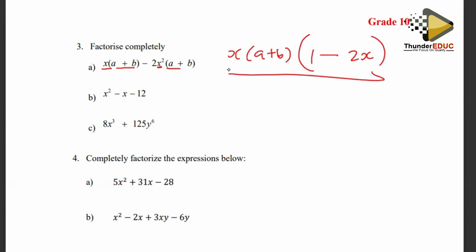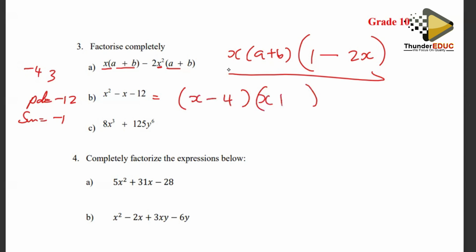When I look at part B, which is x squared minus x minus 12, okay, so my product is negative 12, and then my sum is negative 1. The two numbers of interest should be negative 4 and a positive 3, okay? If I open my two brackets, I'll have x minus 4, x plus 3, and that becomes the answer.